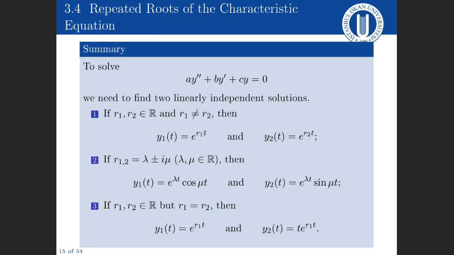Let's summarize what we know so far. To solve a homogeneous second order linear differential equation with constant coefficients, we need to find two linearly independent solutions. Case one, we have two different real roots. The two functions are e^(r1 t) and e^(r2 t). If the roots are complex conjugates, then the two functions that we want are e^(λt) cos μt and e^(λt) sin μt.